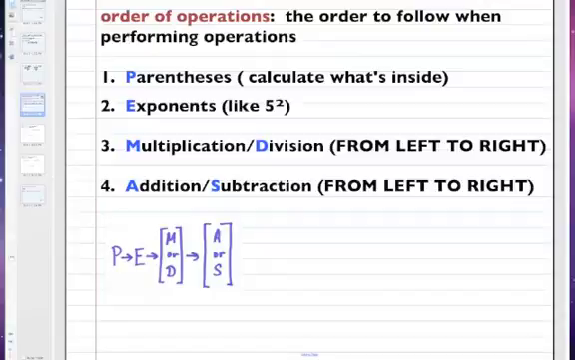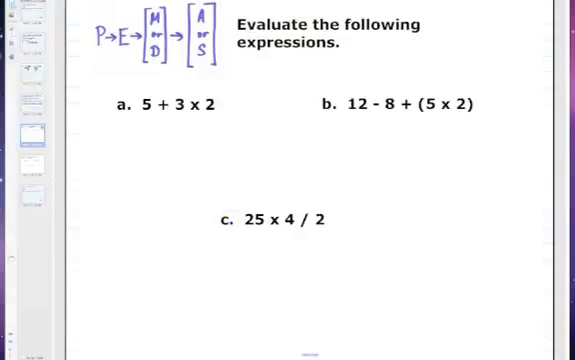So I like to visualize this order of operations as parentheses, then exponents, multiplication or division, followed by addition or subtraction. So let's put our PEMDAS, which is the acronym some people will say to represent the order of operations. You might also hear people saying, please excuse my dear Aunt Sally, as another way to remember the order of operations. But let's put those order of operations into use as we evaluate the following expressions.